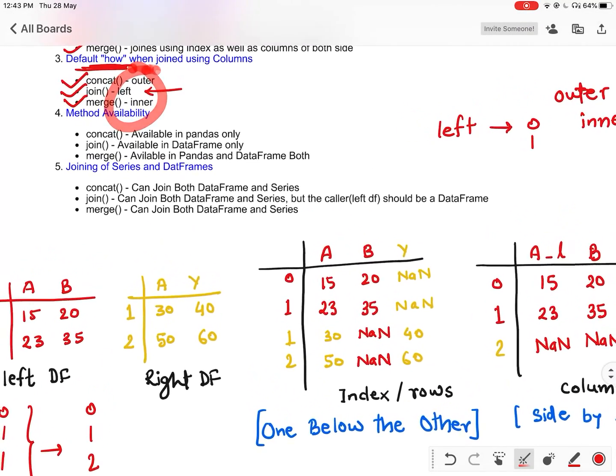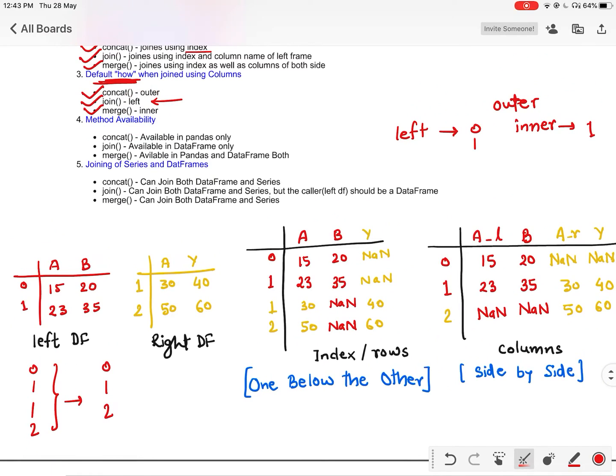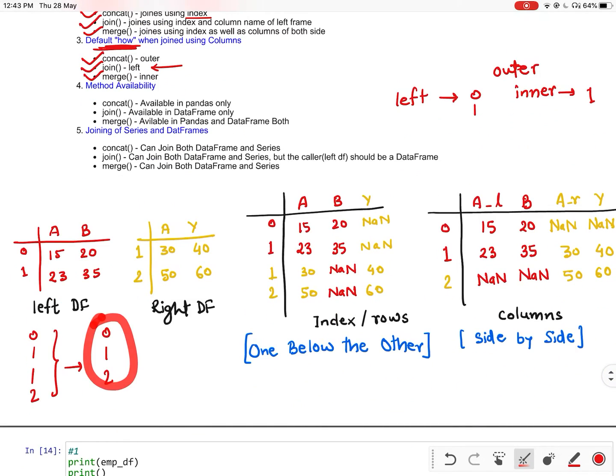What is the default way? For concat, all data from both sides. For join, all data from the left side and only matching data from the right side. Merge, only matching data from both the sides.